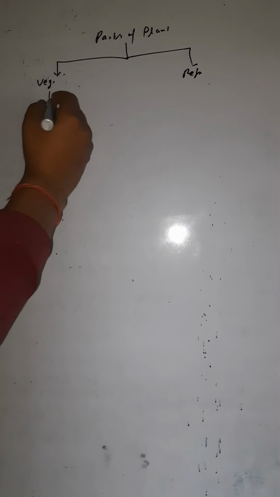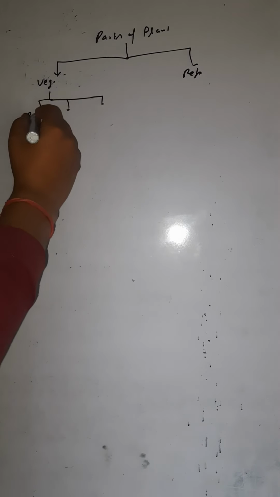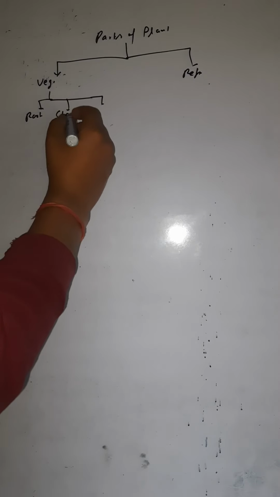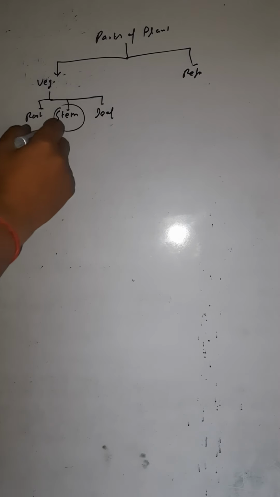Already you have written this. We have three vegetative parts here. The first one is the root, which we have already discussed. The second vegetative part is the stem, and the third one is the leaf. Today we will discuss the second vegetative part, that is the stem.